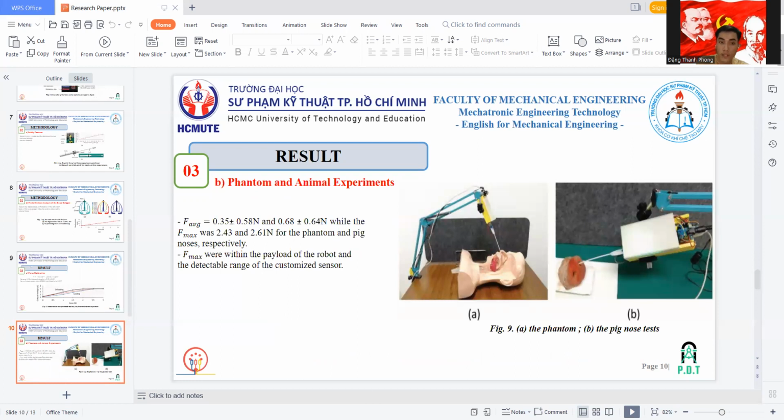B. Phantom and animal experiment. The swab average force equals 0.35 and 0.58 Newton and 0.68 and 0.64 Newton, while the swab max forces were 2.43 and 2.61 Newton for the phantom and animal respectively. Swab forces were within the safe range of the robot and the detectable range of the customer sensor.